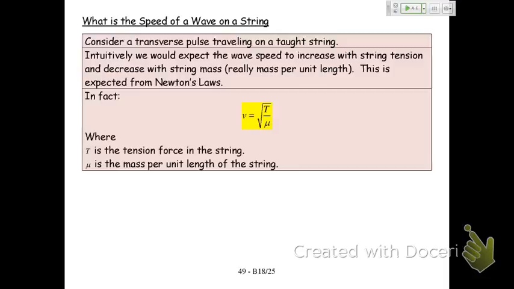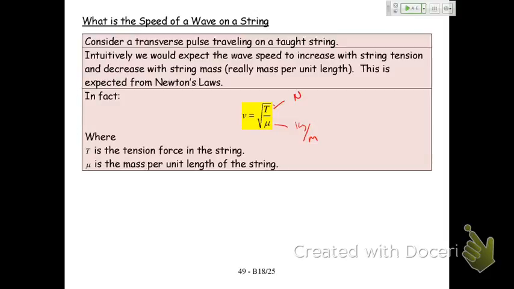Consider a transverse wave pulse traveling along a tight string. Intuitively, we would expect the wave speed to increase with the string's tension and decrease with mass. Mass is inertia, things get more sluggish. In fact, v equals the square root of T over mu. Mu is the mass per unit length, in kilograms per meter, and T is in newtons.